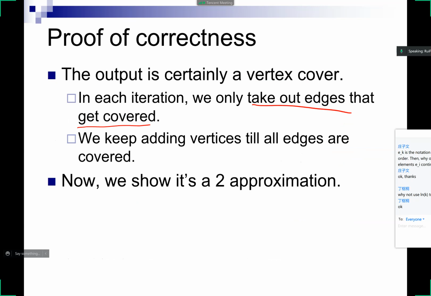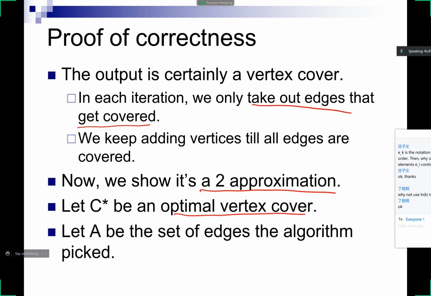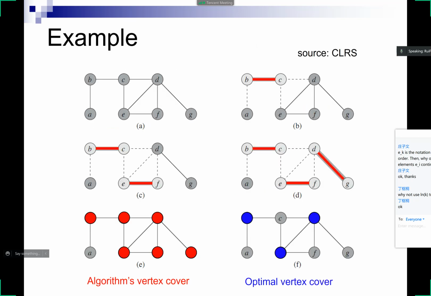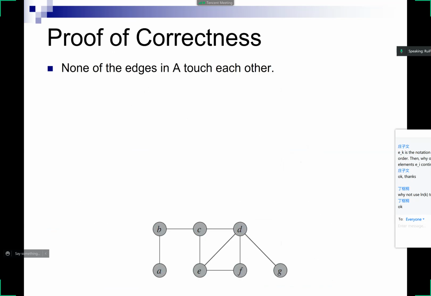Next we're going to show that this algorithm achieves a 2 approximation, so that we only use at most 2 times as many nodes as the minimum cover. To do this, let C star be an optimal vertex cover, which uses a minimum number of nodes. And let A be the set of edges that our algorithm used. For example here, we used 3 edges, these 3 red edges. Now we're going to have some properties about A. The first property is that none of the edges in A touch each other.